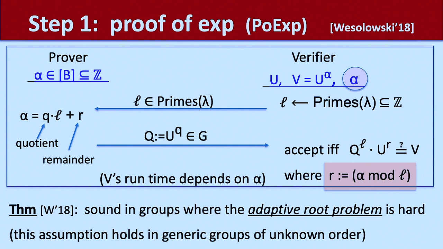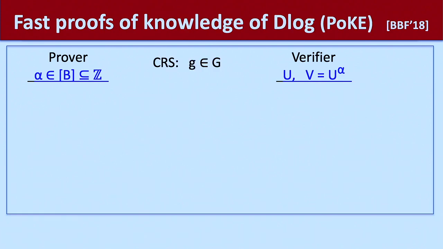But this doesn't achieve our goal. Our goal was to prove that the verifier's work should be independent of alpha. So let me show you a fast proof of knowledge for discrete log where the verifier's work is independent of alpha. As I said, we're going to need this CRS, but it's a very weak CRS. All it is is a random element in the group for which nobody knows any roots. You just assume somebody gave you a group element out of thin air, and nobody knows any roots of it.